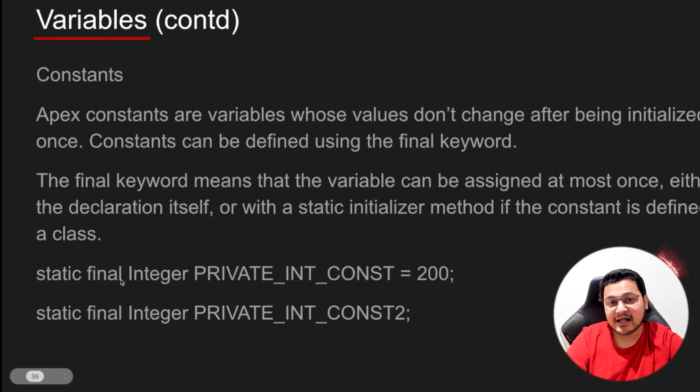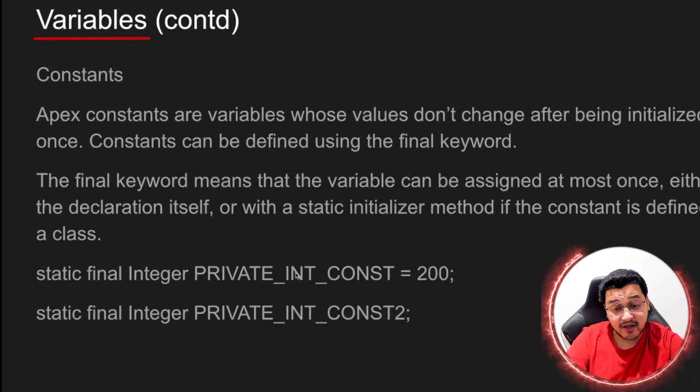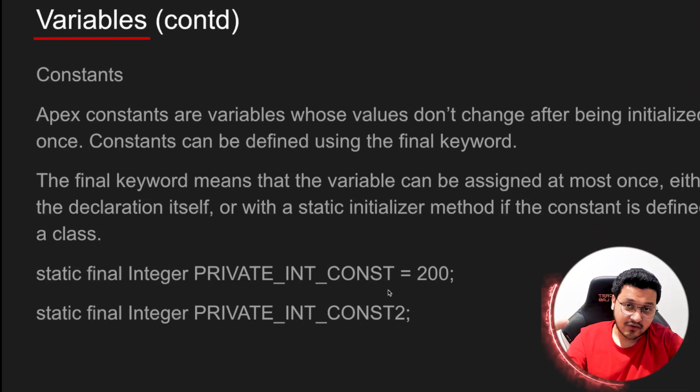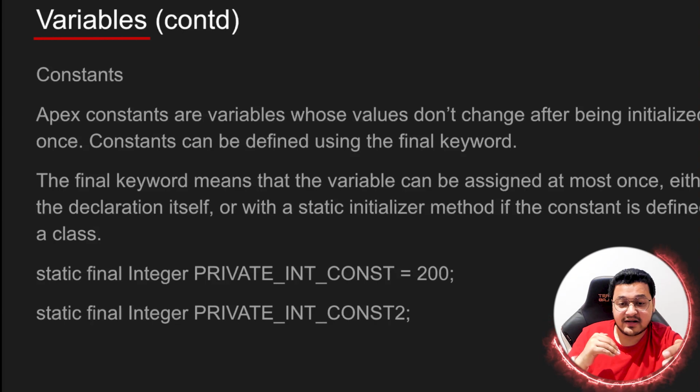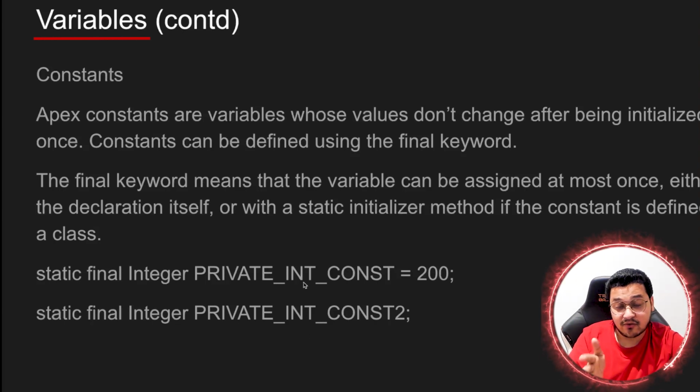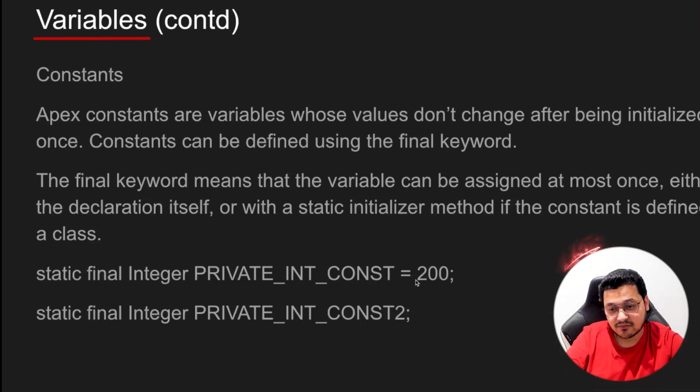Final basically means the value will not change. Final is a keyword, and it basically says that once I've given this particular variable a value 200, this value will not change till the time this particular Apex code is running. So in this particular transaction, the value of this constant is not allowed to change, right? If you try to change it in your Apex code, it will throw an error.